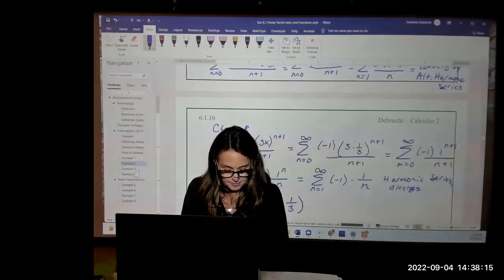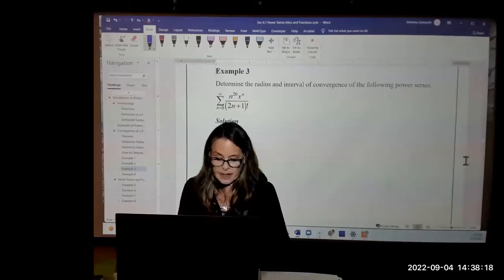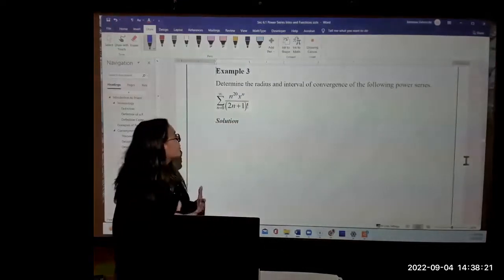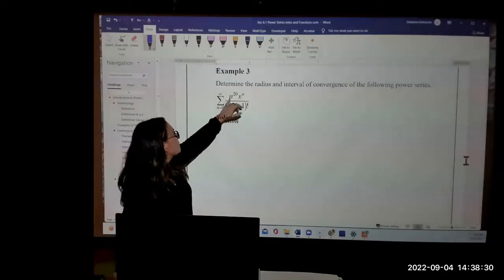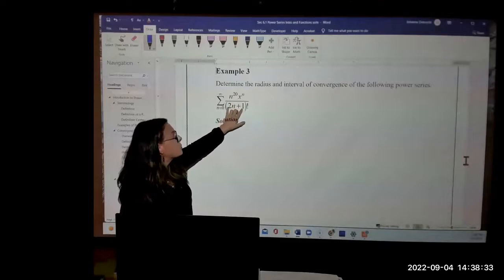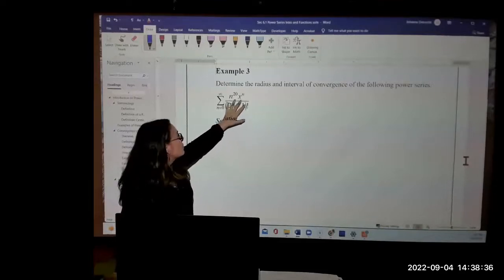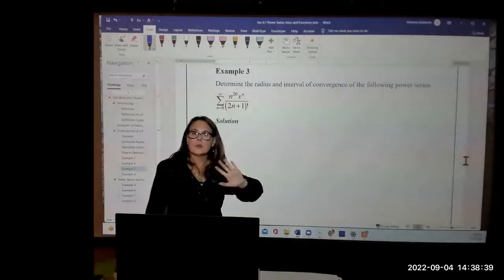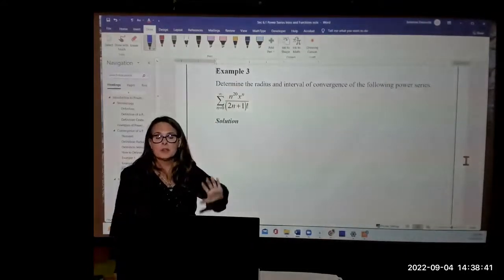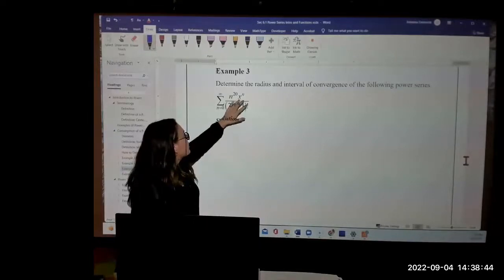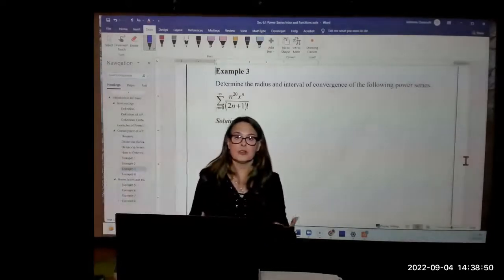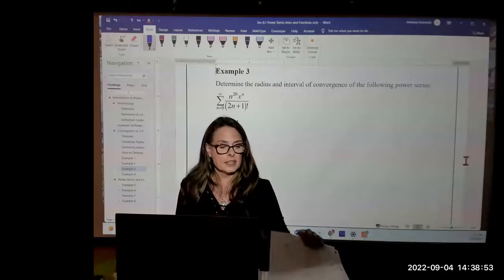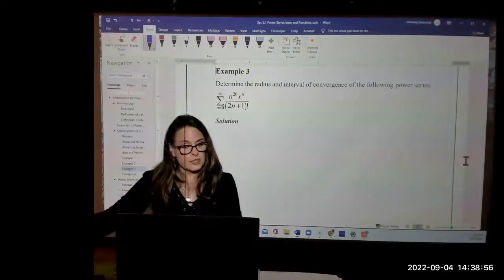In the next example, we have example 3. We have, again, a representation for a power series where there are factors that depend upon n that cannot be rolled into a common ratio. So we have n to the 20th power, and we have 2n plus 1 quantity factorial. So to get from one term to the next, we're not always multiplying by something dependent only on x. So in this case, we cannot represent it as strictly geometric. And since we can't represent it as strictly geometric, what we do instead is we apply the ratio test.